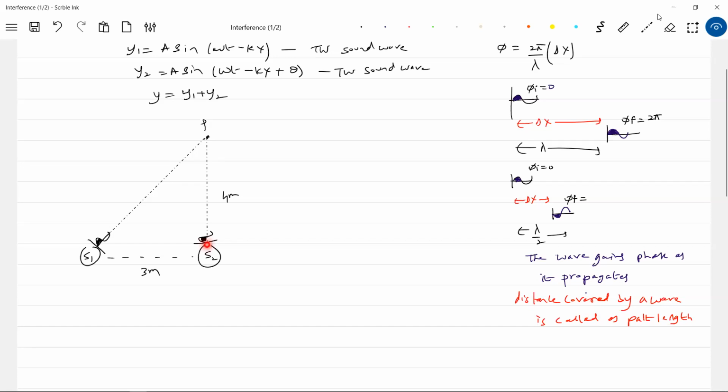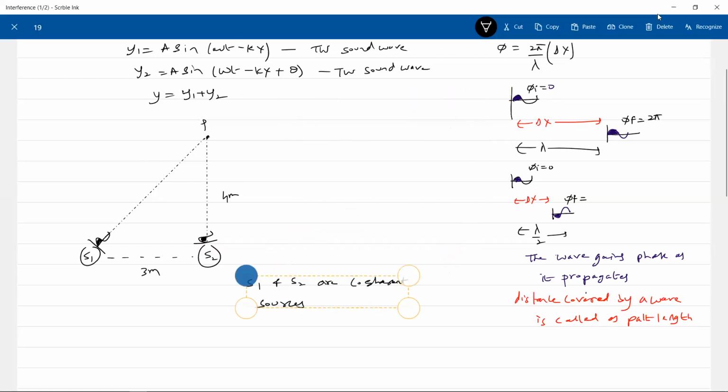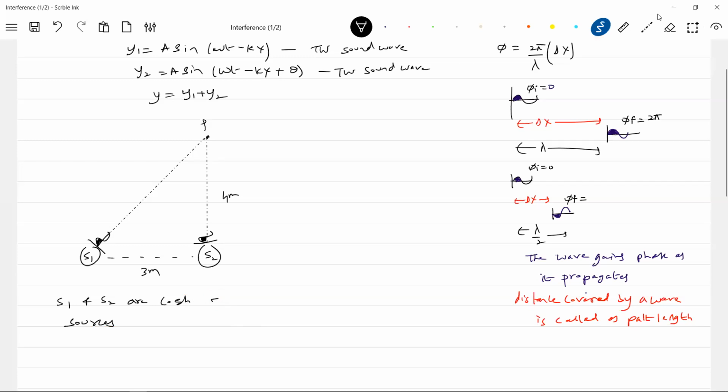Means I'll generate two sound waves. So now I'll call these two sources as coherent sources. First of all, what do you mean by coherent? S1, S2 are coherent sources, I'm saying. Now the first word, coherent, C-O-H-E-R-E-N-T. Sir, what do you mean by coherent? Two sources of the same frequency and the phase difference between them remains constant with time are said to be coherent. This is the basic definition. We'll define coherent here.